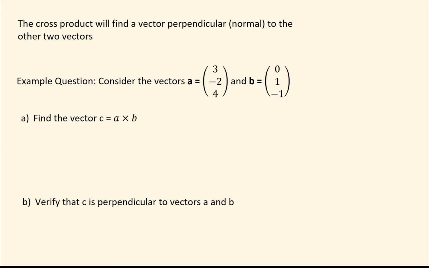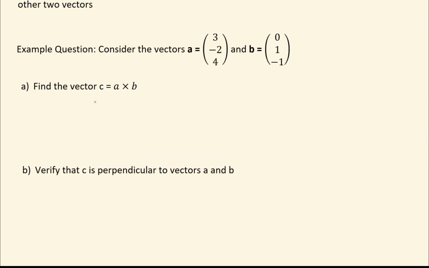Let's go through a quick example question. Questions normally look something like this. Here we've got two vectors, A and B. We want to find the vector C, which is A cross B, and we want to verify that C is perpendicular to vectors A and B. So let's go through the cross product again: the determinant of a 3 by 3 matrix. Along the top row you have i, j and k, which are the unit vectors in x, y and z. We want A first, so we slide A in, 3, minus 2, 4, and then we put B in.